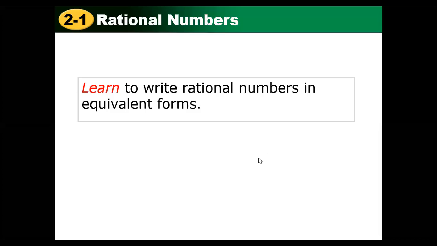Terminating decimals and repeating decimals. Exactly. So we said that we have terminating decimal and we have repeating decimal. So in this lesson, which is lesson 3.1 in your book, we have to learn to write rational numbers in equivalent form. What is equivalent forms?